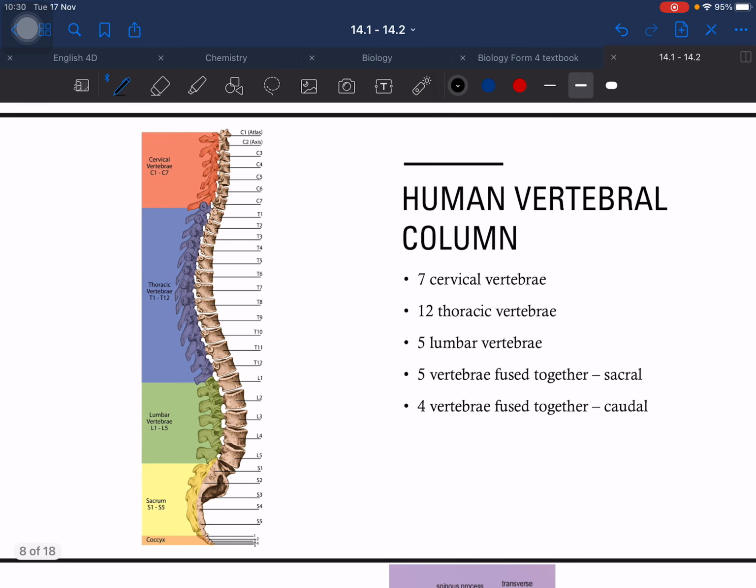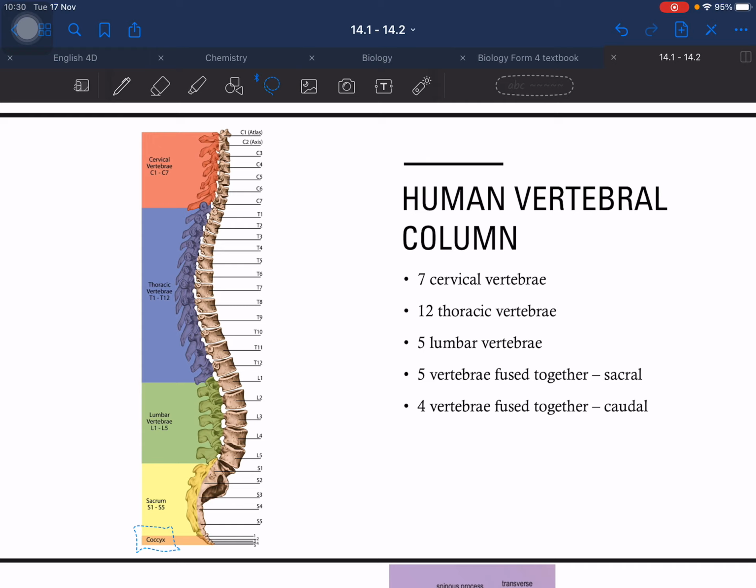Right, next. We will talk about the human vertebral column. This is on page 268, 269. So we have 5 main columns. So your cervical, thoracic, lumbar, sacrum, and your coccyx or your caudal.